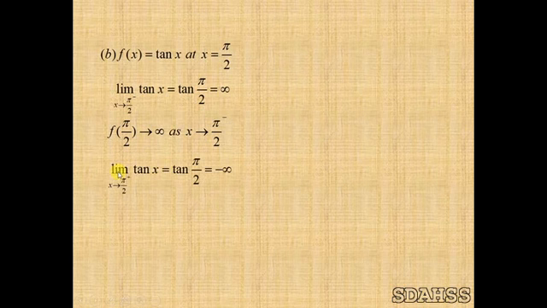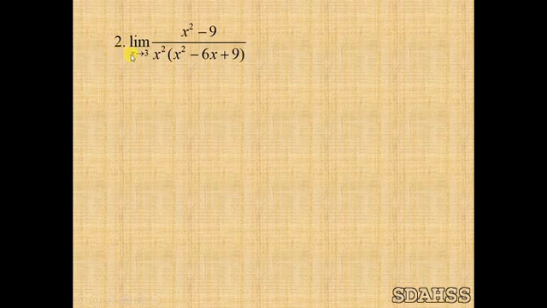Limit x tends to pi by 2 plus, tan x is equal to tan pi by 2, which is equal to minus infinity. Pi by 2 plus means more than 90 degrees. So it lies in the second quadrant, so you will get minus infinity. f of x tends to minus infinity as x tends to pi by 2 plus.